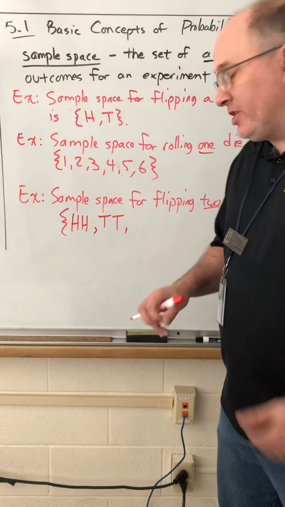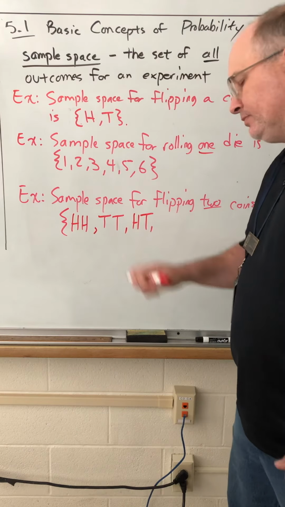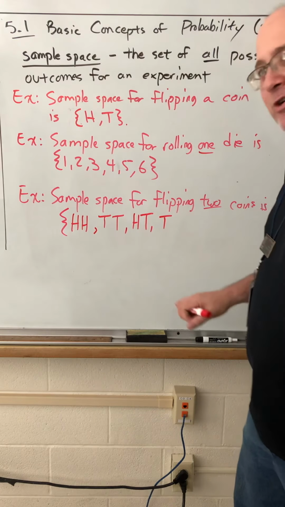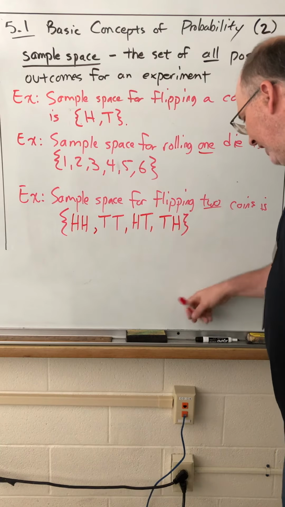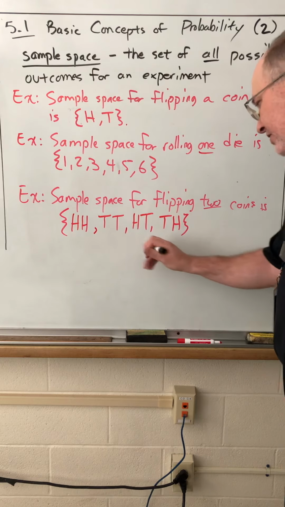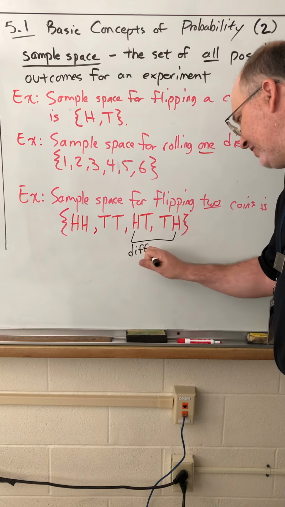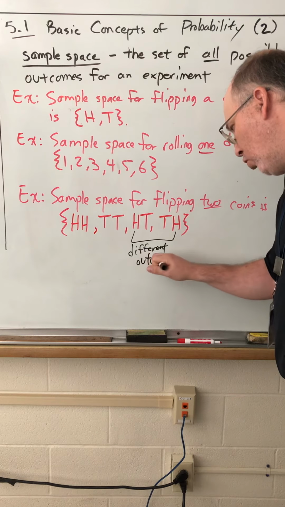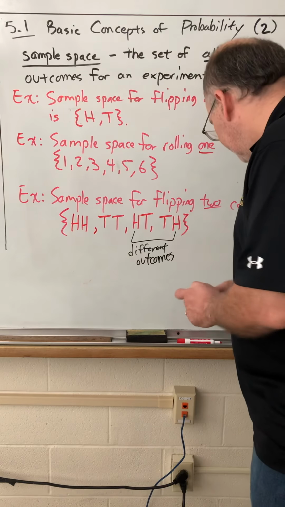Either the first coin comes up heads and the second one comes up tails, or the first coin is tails and the second is heads. And it is important to note that these 2 are different outcomes. Even though they have the same letters, because we're considering the order, they are considered different outcomes.